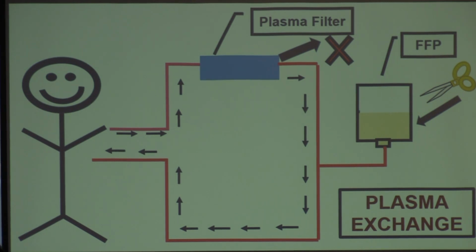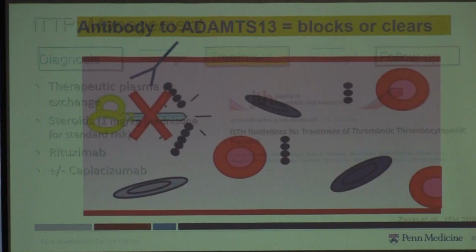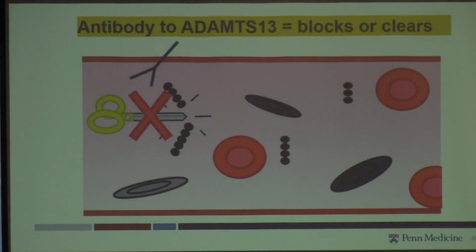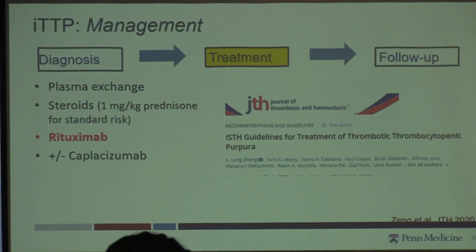And this can take a while, so as we heard, you can have to have multiple treatments. Some people are very refractory TTP and need to stay in the hospital for weeks with this. And then the other approach to therapy is we have steroids and rituximab. And what those therapies are really going after is this antibody to ADAMTS13. Is trying to get that antibody to go away.